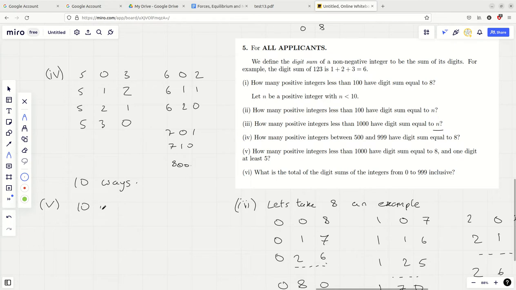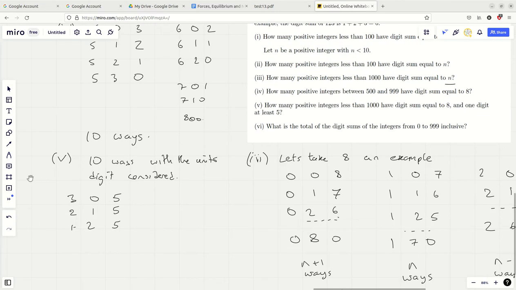There's going to be 10 ways with the units digit as 5. What I mean by this is, let me write it down for you. I'm not going to write all of them down, but if I have the 5 at the end, there's going to be 3 and 0, there's going to be 2 and 1 and 5, there's going to be a 1, a 2 and a 5. Do you see what I mean? I'm just basically doing what I've got above, but the 5 is on the end. And obviously, at the end, I've got 530 backwards. I'm just writing the numbers down backwards. So there's 10 ways with a units digit considered.